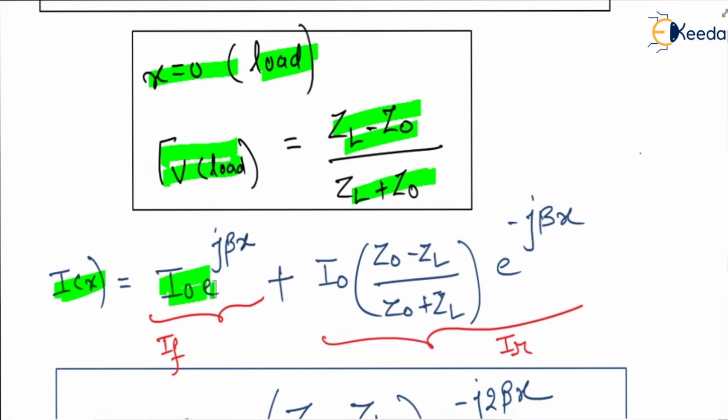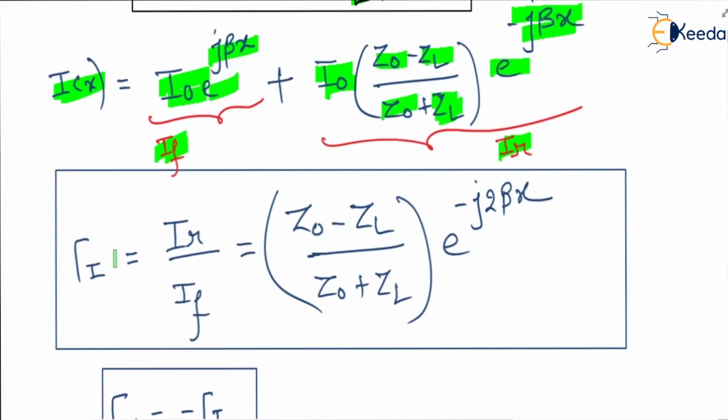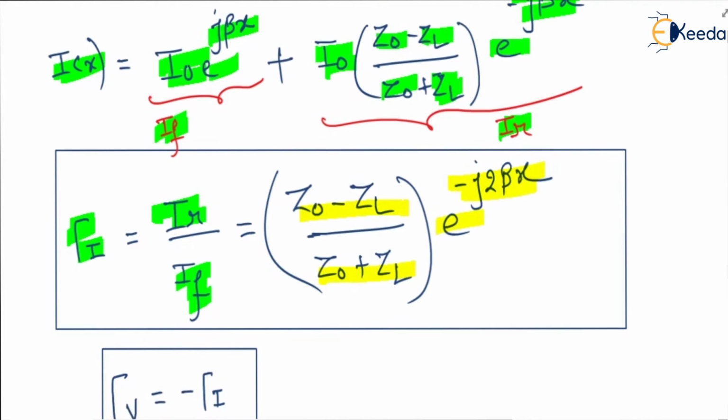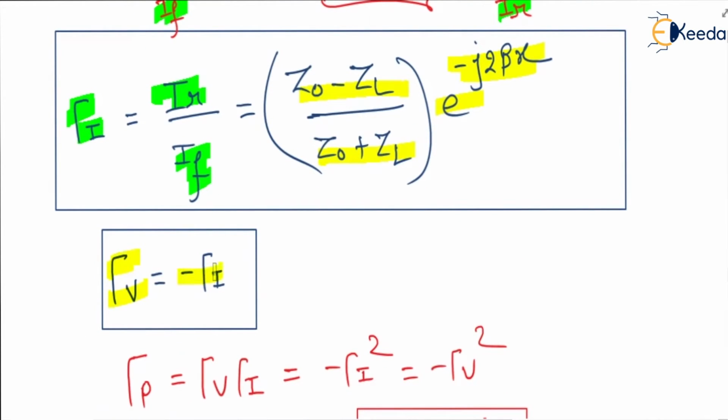Also we write the current I(x) as I naught e to the power j beta x plus I naught (Z naught minus ZL upon Z naught plus ZL) e to the power minus j beta x. This is the forward current wave and this is the reflected current wave. So gamma I, called the current reflection coefficient, is the reflected current divided by the forward current. The value is Z0 minus ZL upon Z0 plus ZL e to the power minus j 2 beta x. Now we observe that gamma V is equal to minus gamma I.